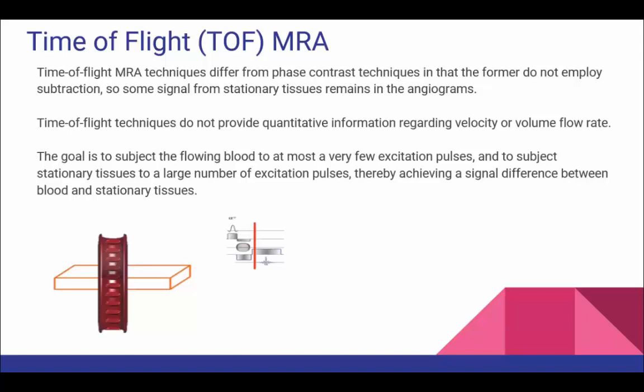In time-of-flight imaging, the goal is to subject the flowing blood to at most very few excitation pulses and to subject stationary tissues to a large number of excitation pulses, thereby achieving a signal difference between blood and stationary tissues. This can be accomplished by imaging slices or thin slabs oriented perpendicular to the primary direction of flow. When this is done, the moving blood enters the slice fully magnetized, experiences only a few excitation pulses, and then flows out of the slice before it becomes saturated.